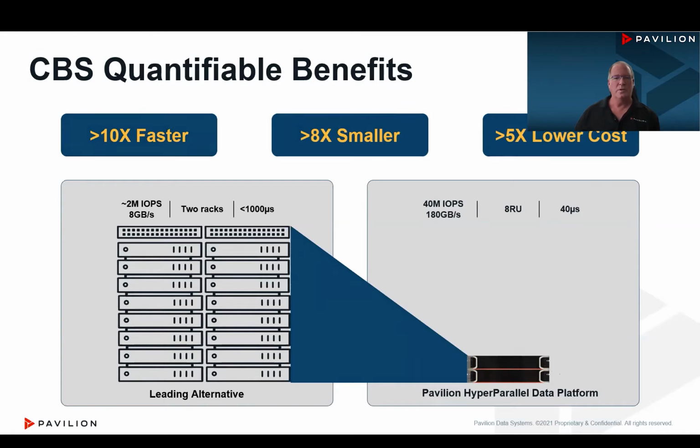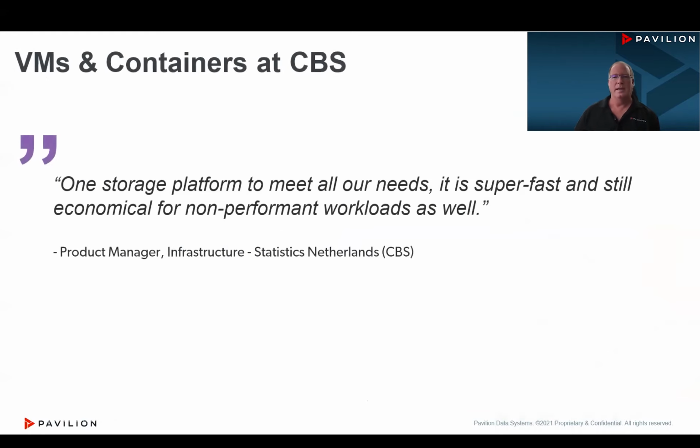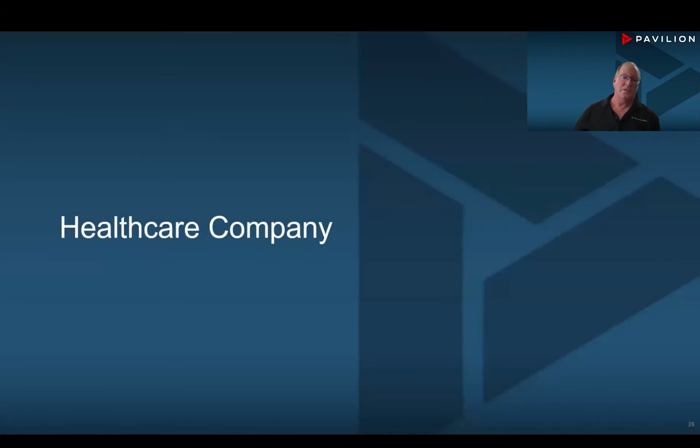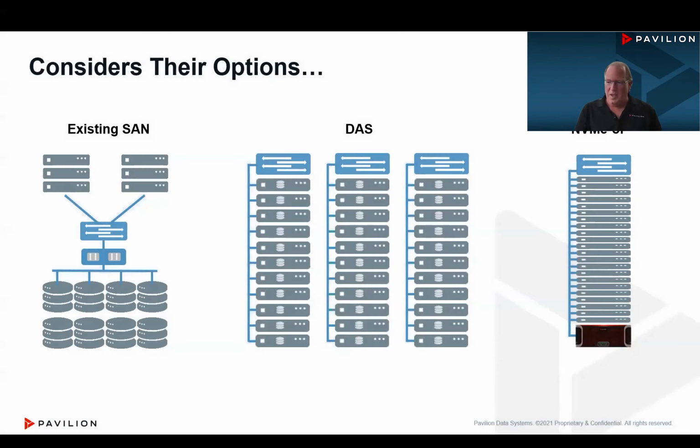So let's look at another one. This is a healthcare company, and they had an existing SAN. And it was at that point where, do I go from 32 to 128 gigabit? How much is that going to cost? What's my return on investment from that? Am I going to be able to reduce licenses? Can I shrink my footprint?